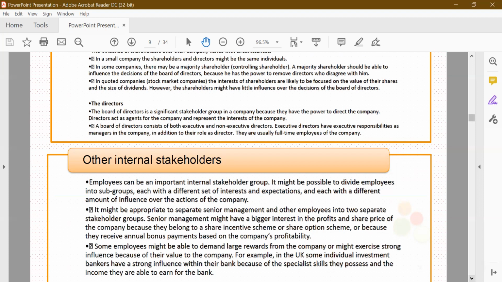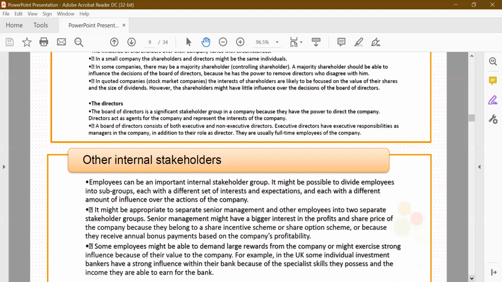This is very, very crucial. Employees can be an important internal stakeholder group. It might be appropriate to separate senior management and other employees into two separate stakeholder groups. Why? Because senior management might have a bigger interest in profits and the share value of the company, because they might receive things like annual bonus payments, share incentive schemes, etc. So sometimes you would want to categorize employees into senior management and other employees, right?